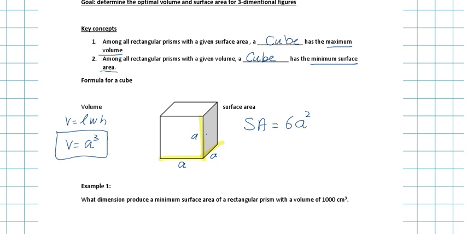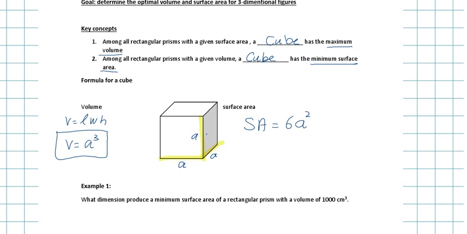Now, if you are given the volume, then you have to use the volume formula to solve for A, and then you use the surface area formula to solve for the surface area. Like yesterday. If you are given the surface area, you have to use the surface area to solve for A. Then you plug in the value of A in the volume and find it.